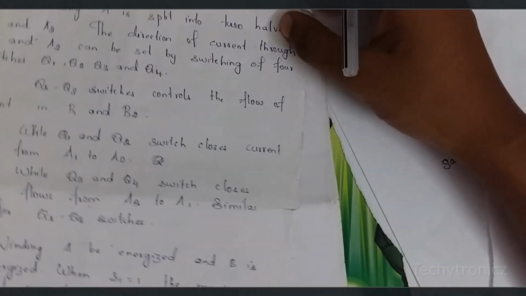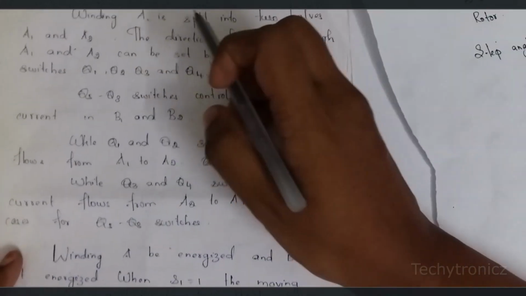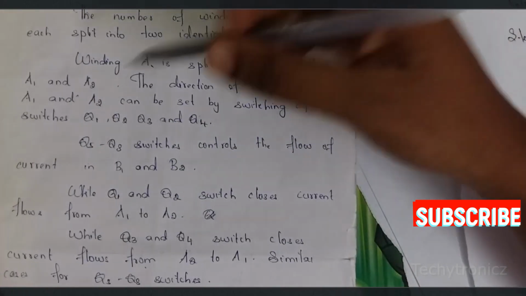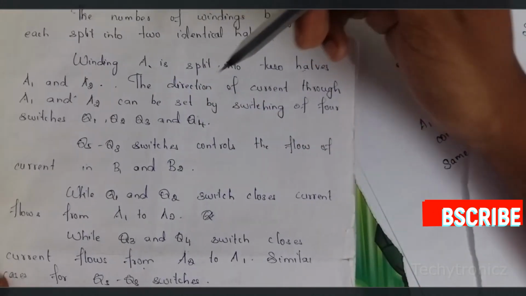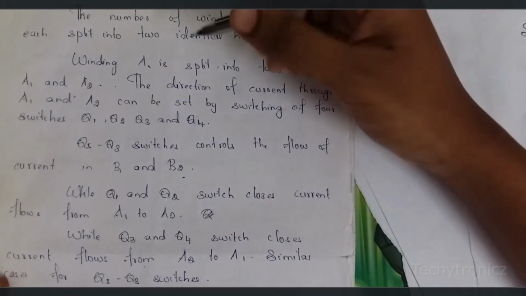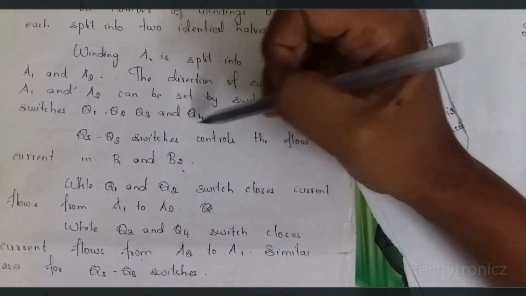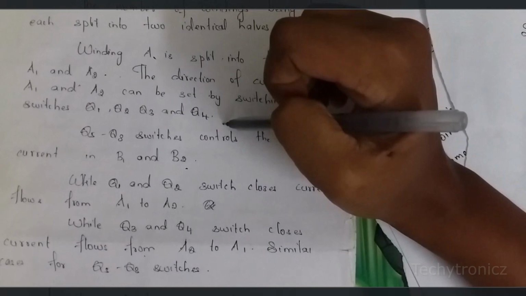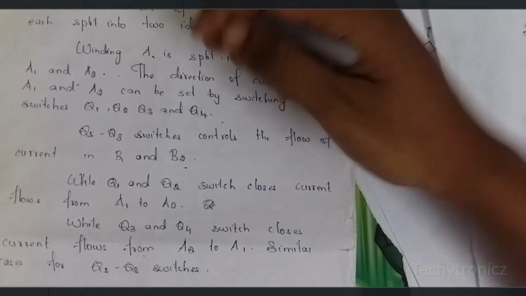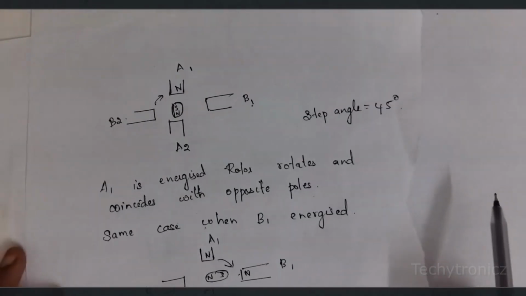Then the windings are split into 2 identical halves. Winding A is split into 2 halves, A1 and A2, and winding B is split into 2 halves, B1 and B2. Under A1 and A2 the switches are Q1, Q2, Q3 and Q4. The switches for B1 and B2 are Q5 to Q8.